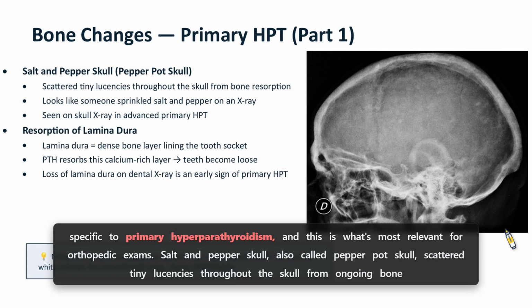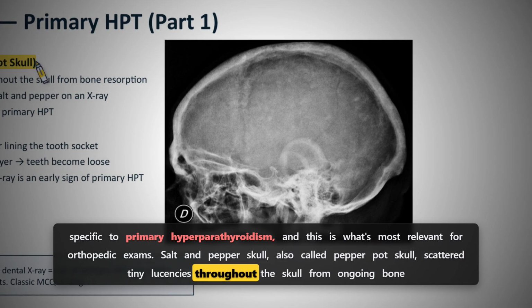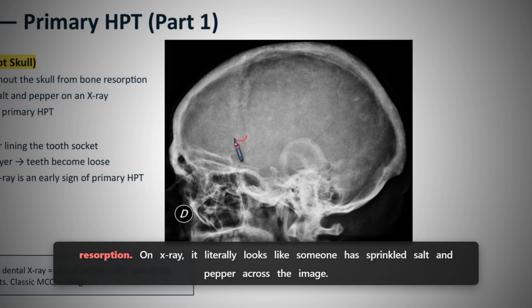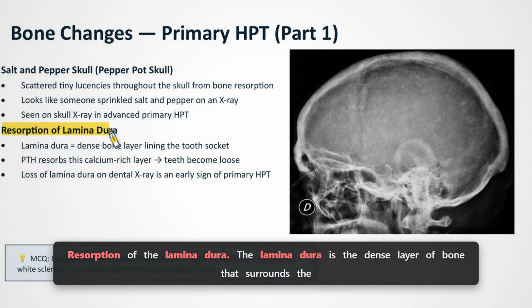Now for the bone changes specific to primary hyperparathyroidism. And this is what's most relevant for orthopedic exams. Salt and pepper skull, also called pepper pot skull, scattered tiny lucencies throughout the skull from ongoing bone resorption. On X-ray, it literally looks like someone has sprinkled salt and pepper across the image.